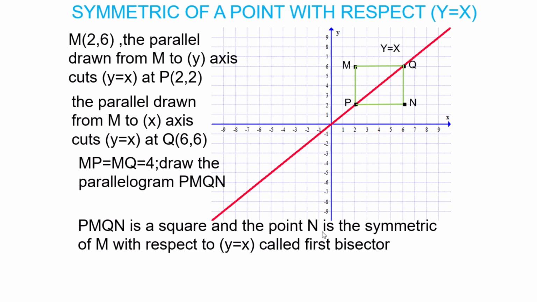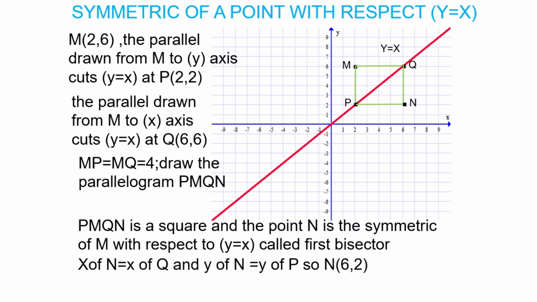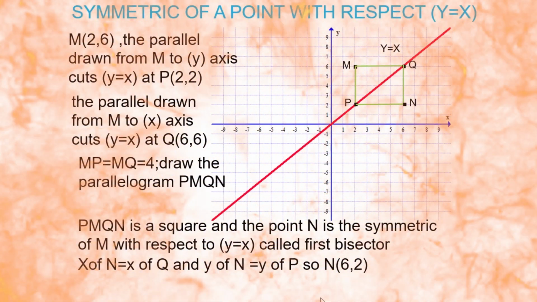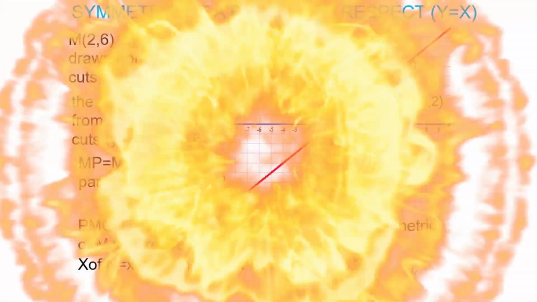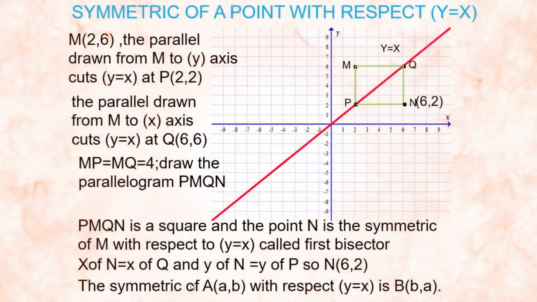MPQN is a square, and the point N is the symmetric of M with respect to y equals x, which is the first bisector. N is 6, 2. In general, the symmetric of the point A(a, b) with respect to y equals x is the point B of coordinates (b, a). So we change the x into y and the y into x. Draw a figure to be sure that your result is correct.